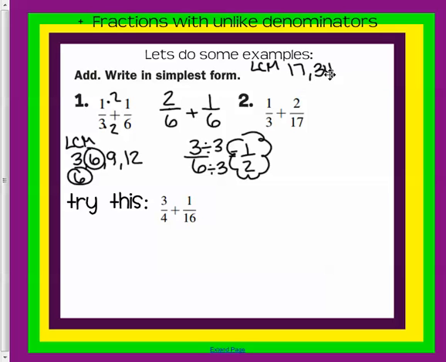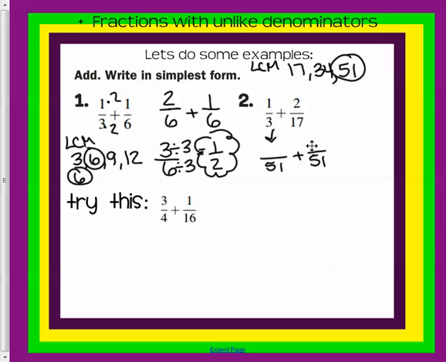Does 3 go into 34? No, the closest thing it goes into is 33. But what about 51? Yes, 3 goes into 51 17 times. So we can use 51 as our least common multiple. If we wrote out all the multiples of 3, 51 would be the first one that they have in common. So I'm going to make both of these denominators 51.